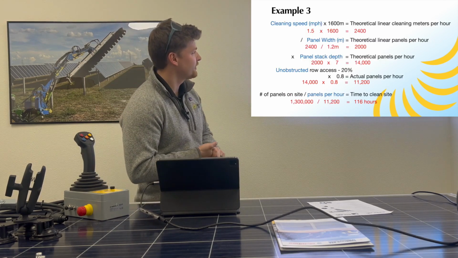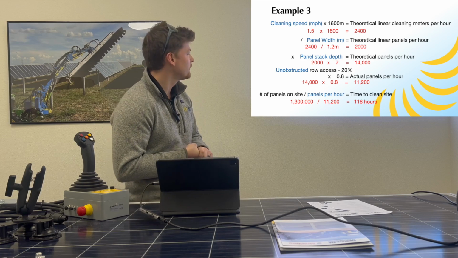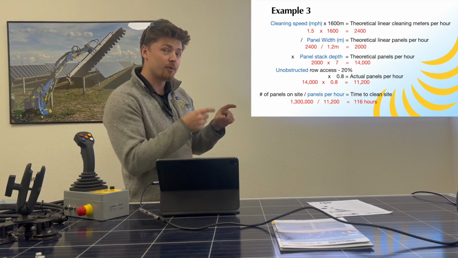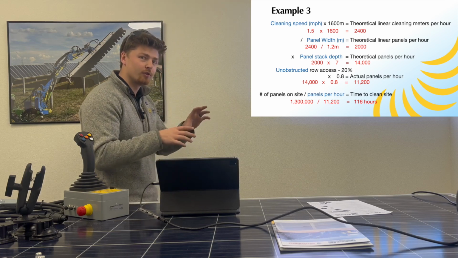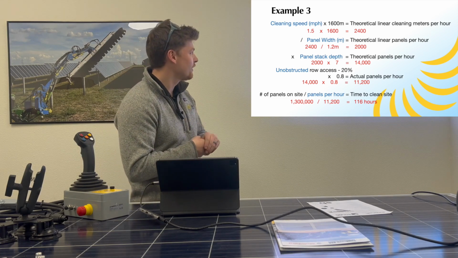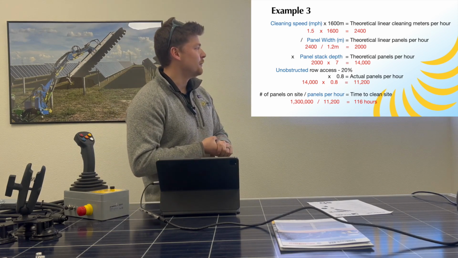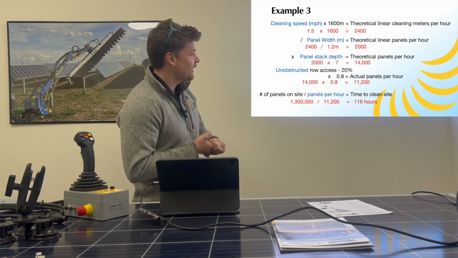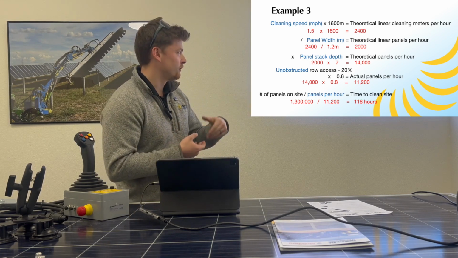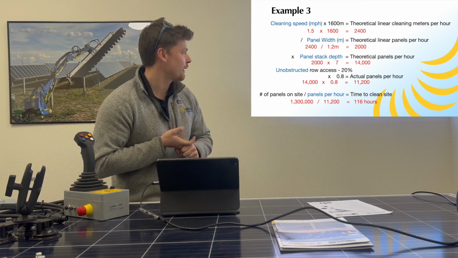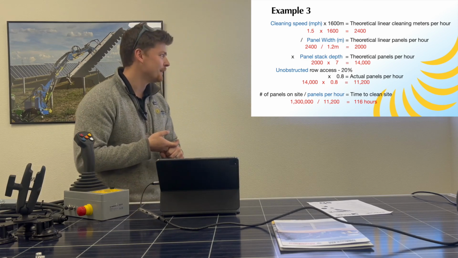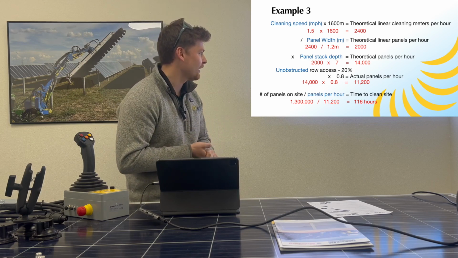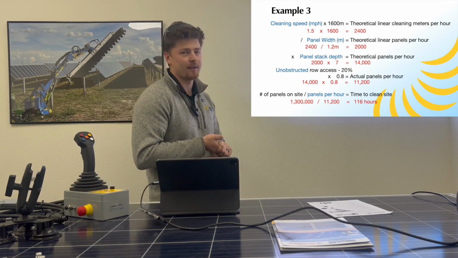1.5 miles per hour times 1600 gives us 2400 cleaning meters at that 1.5 cleaning speed. Panel width, of course, they were 0.6 by 1.2, but they were horizontal, so the longer length was the width. 2400 divided by 1.2 means we will pass theoretically 2,000 panels per hour. The stack depth was 7 in horizontal, which means the theoretical panels per hour was 14,000, which is a pretty high number. And with the unobstructed row access, minus 20%, the actual panels per hour came out to about 11,200.